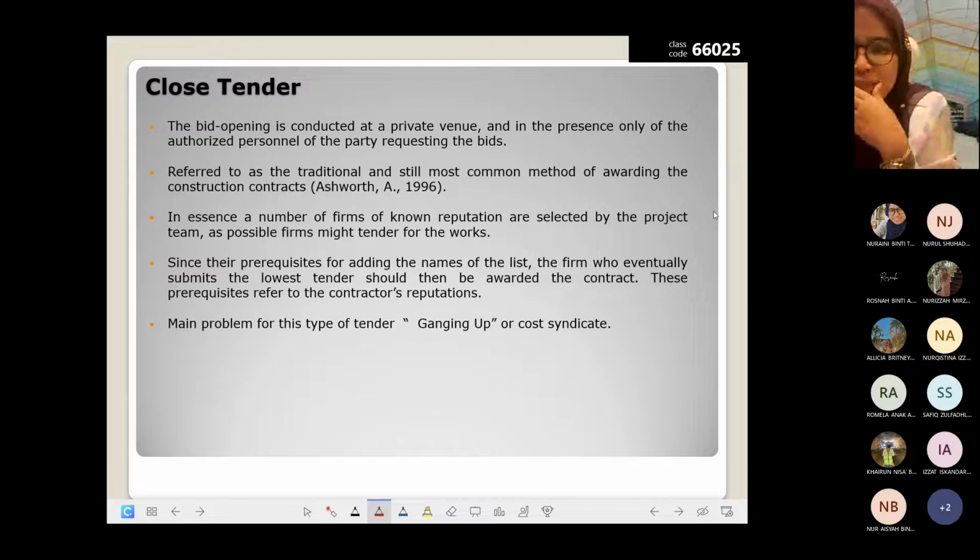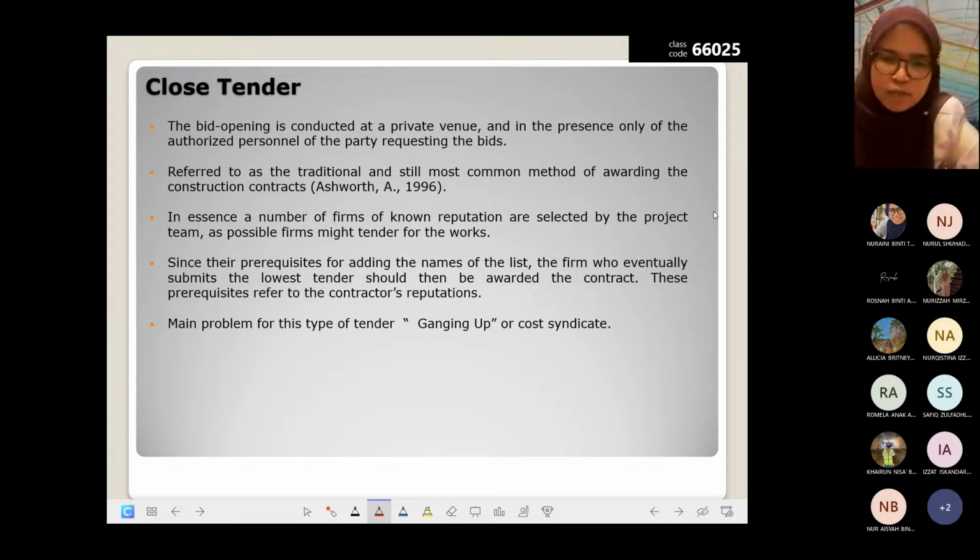The close tender, the bid opening is conducted in a private venue and in the presence only of the authorized personnel of the party requesting the bid lah. Okay, yang ni yang selected. Okay, mungkin dia pilih 5 company kan, yang dah di shortlisted based on their reputation. Sebelum ni dia dah pernah buat this type of project, so dia boleh siapkan on time. So adalah requirement yang klien akan tengok.